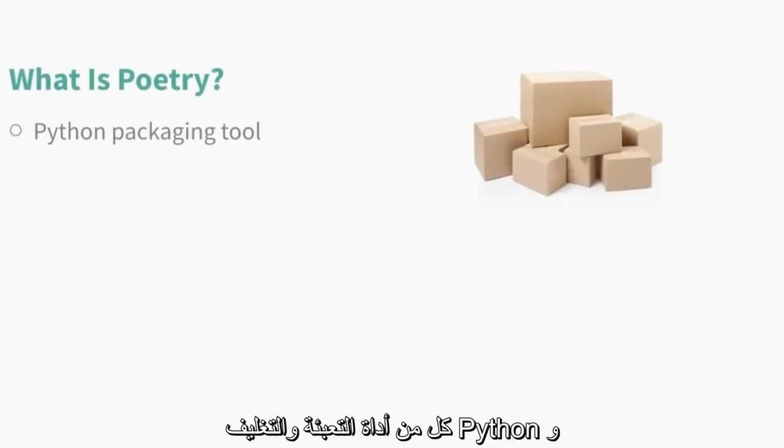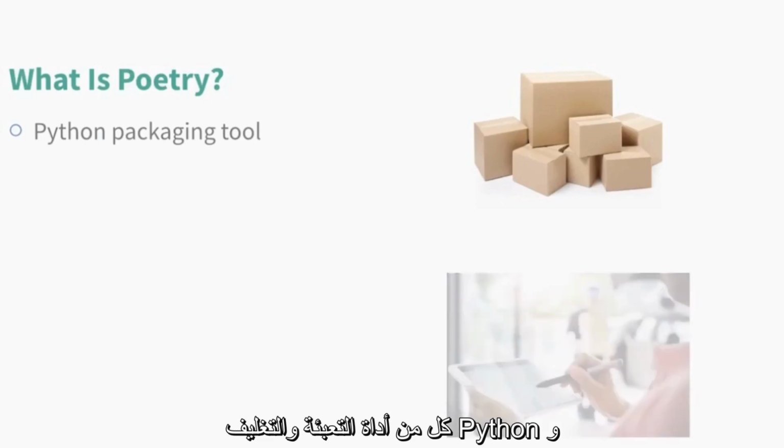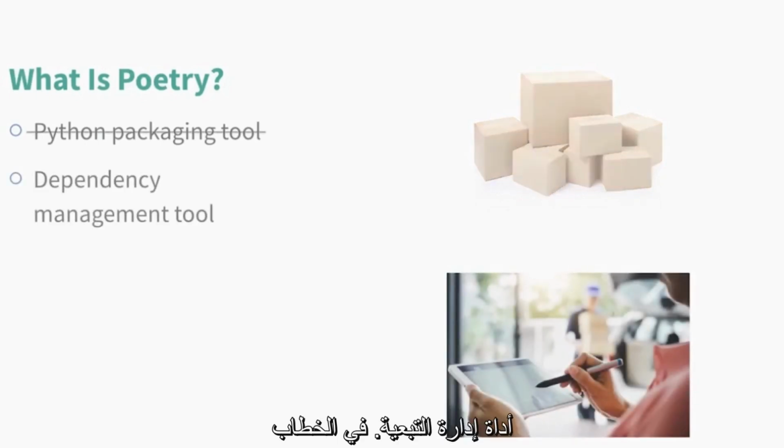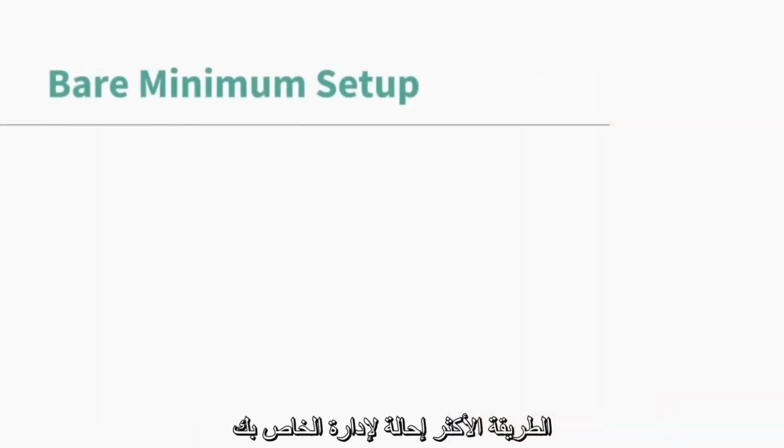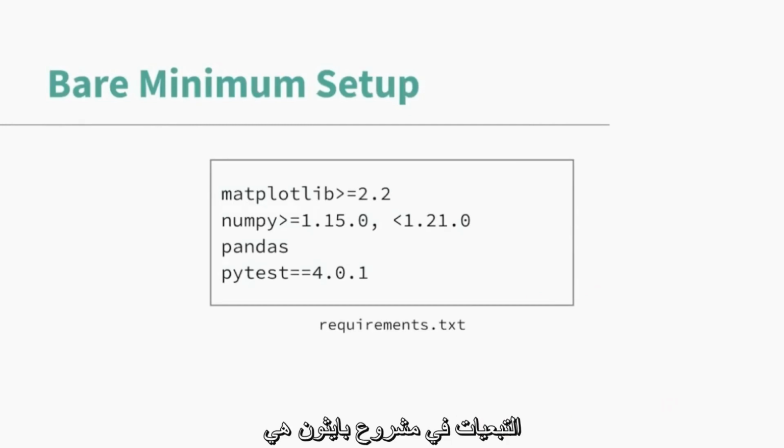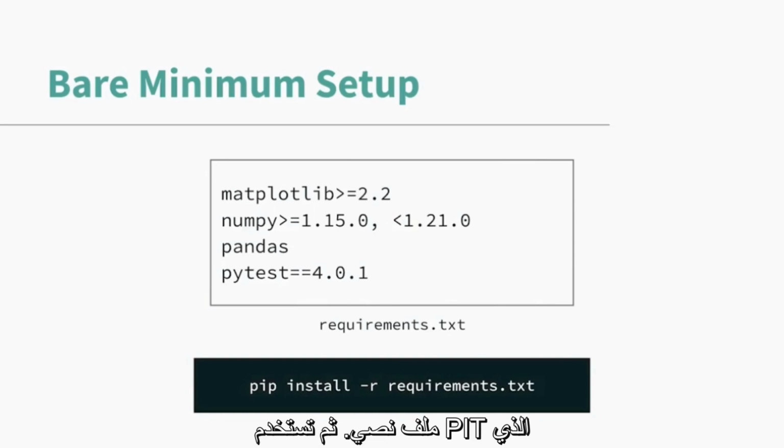Poetry is both a Python packaging tool and a dependency management tool. In this course, though, we are only going to use Poetry as a dependency management tool. The most straightforward way of managing your dependencies in a Python project is to first list all the external libraries and their version numbers in the requirements.txt file. Then you use pip, which comes with every distribution of Python, to install the dependencies listed in the file. This is what we call the bare minimum setup.